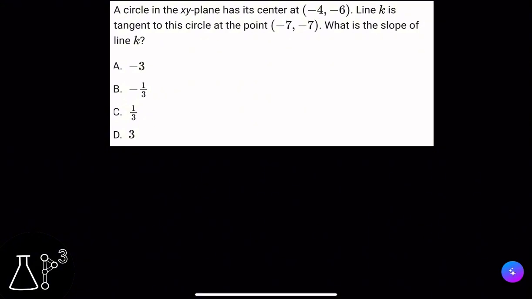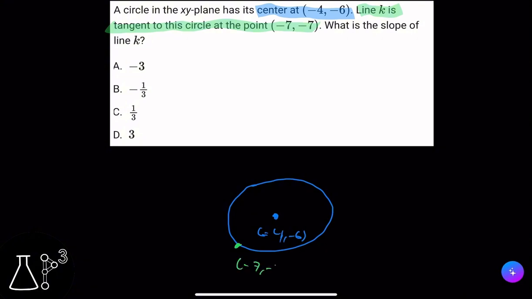So I'm given that the center of the circle is (-4, -6). So let me draw the circle as fast as I can. So we have a circle, and we have the point in the middle of (-4, -6). What I'm also given is that there's a tangent line. Line K is tangent to the circle at point (-7, -7). So down over here, I have the point (-7, -7).